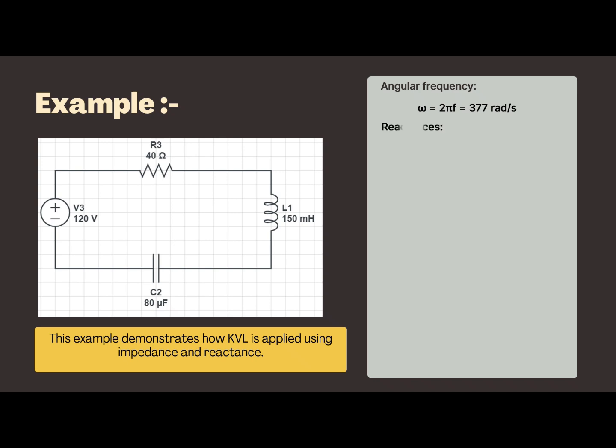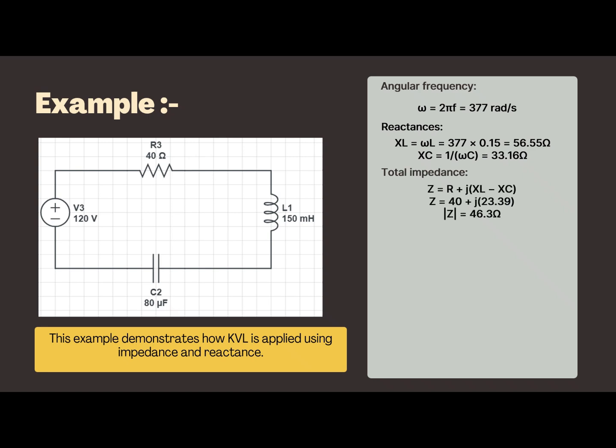Step 2, we calculate the reactances. The inductive reactance is equal to omega L, and the capacitive reactance XC equals 1 over omega C. Step 3, we calculate the total impedance, where Z is equal to R plus the inductive reactance minus the capacitive reactance. Therefore, the magnitude of impedance is given by this equation. Step 4, we calculate the current using AC Ohm's law. I equals V over impedance.